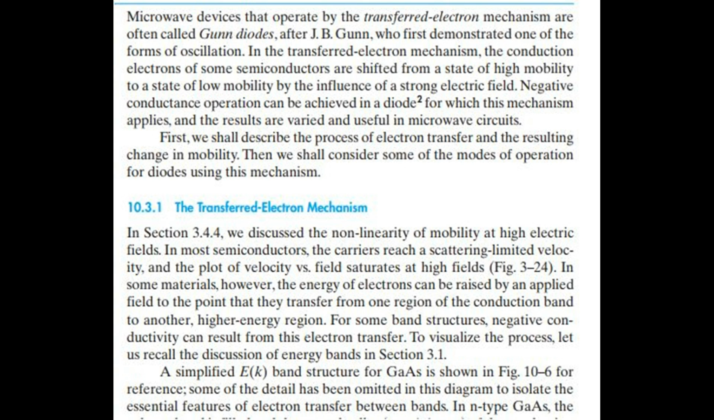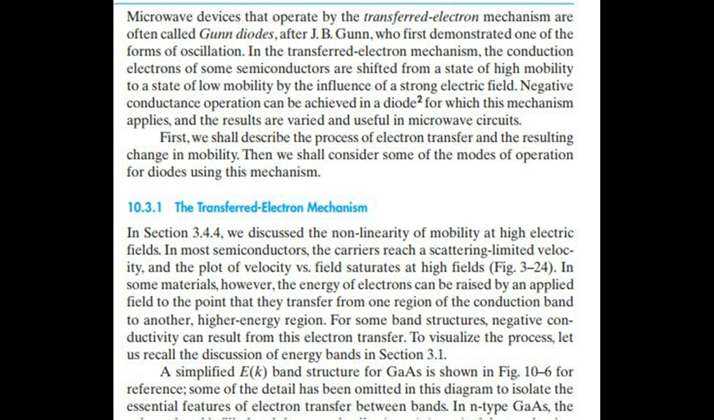The transferred electron mechanism. In section 3.4.4, we discussed the nonlinearity of mobility at high electric fields. In most semiconductors, the carriers reach a scattering limited velocity, and the plot of velocity versus field saturates at high fields, Fig 3.24. In some materials, however, the energy of electrons can be raised by an applied field to the point that they transfer from one region of the conduction band to another, higher energy region. For some band structures, negative conductivity can result from this electron transfer.